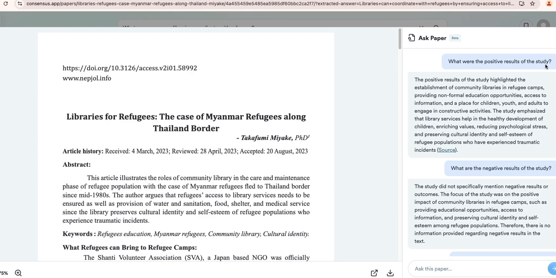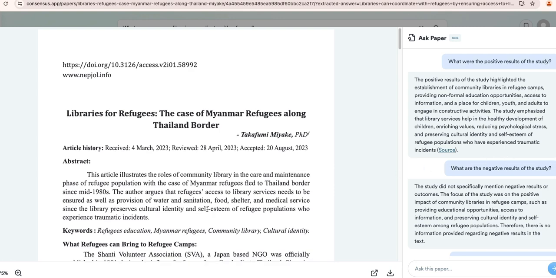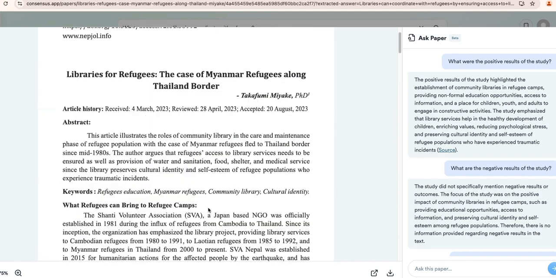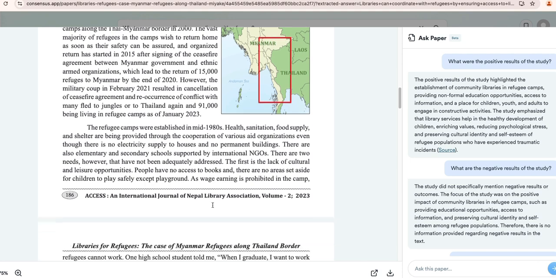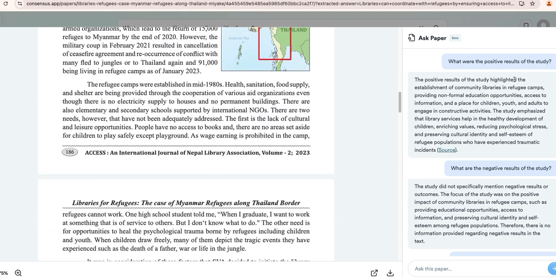I'm going to ask this paper a question, and I've already tried that. So, what were the positive results of the study? And it talks about that. So it goes through, and if you don't have much time and you want to quickly figure out what is useful about this article, you can find out what the positive results were.